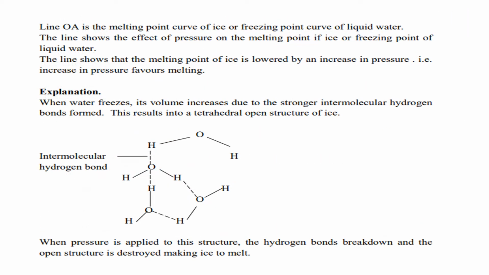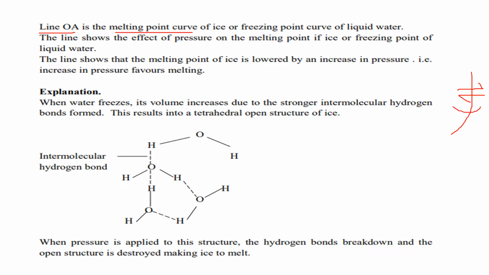Now proceeding, we are saying that line OA is going to be the melting point curve. Why are we saying that it is the melting point curve? Look at that curve. It's between solid and liquid, and we saw it because of this equilibrium arrow.